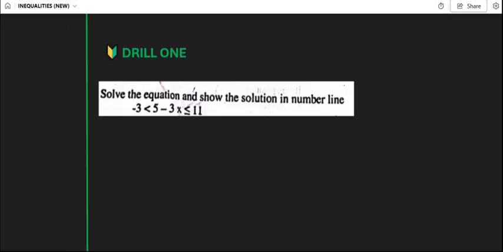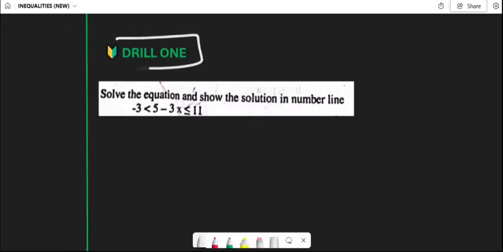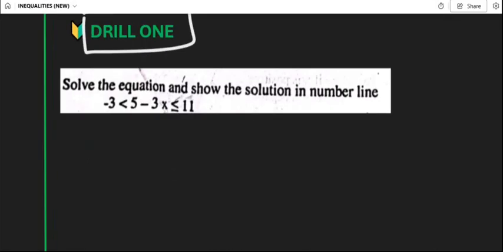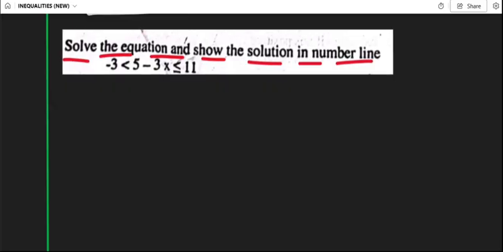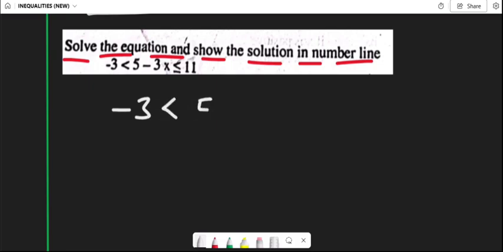Okay, move to our very first question, which is our grade 1. In our grade 1, we are given a question that says solve the inequality and show the solution on a number line. We have to solve it and show that on a number line. So we have it as minus 3 less than 5 minus 3x less than or equals to 11.